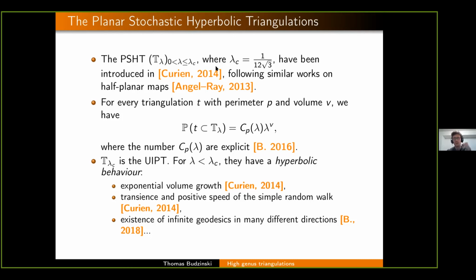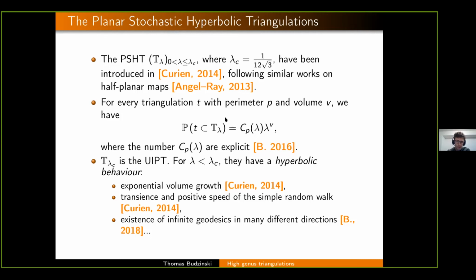And this led to the definition of a one-parameter family called the planar stochastic hyperbolic triangulations, or PSHIT, if we want to pronounce it in a short way. So we get a one-parameter family indexed by a parameter lambda. Lambda can range between 0 and lambda c, which is 1 over 12 square root of 3. It's the same 1 over 12 square root of 3 as a little bit earlier. In particular, for lambda equal to this extremal value 1 over 12 square root of 3, we recover the UIPT. But for lambda between 0 and lambda c, we get something quite different.